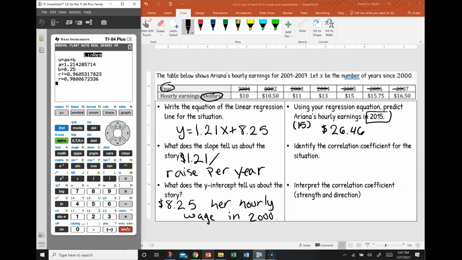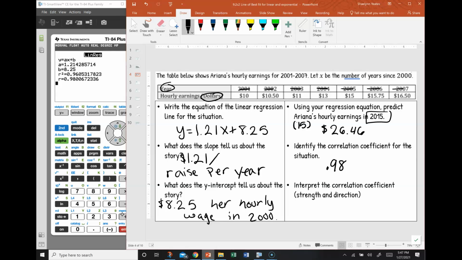Okay, and it's already gotten rid of my correlation coefficient. Let's go ahead and bring that back. So my correlation coefficient is 0.98. This is a strong positive correlation coefficient.